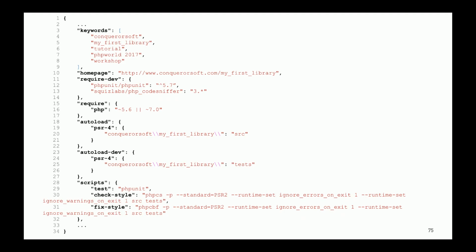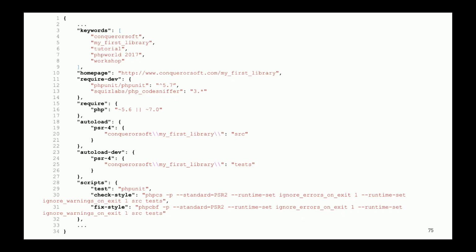And this is the section that I was talking about earlier, the scripts. We can define there the commands that we want to run and what they are equivalent to. For example, if we run composer test, it is going to run PHPUnit. If we run composer check-style, it is going to run PHP code sniffer with the PSR2 standard and all of these other parameters. If we want to run PHP code sniffer fixer, which is CBF, we would add this fix-style.